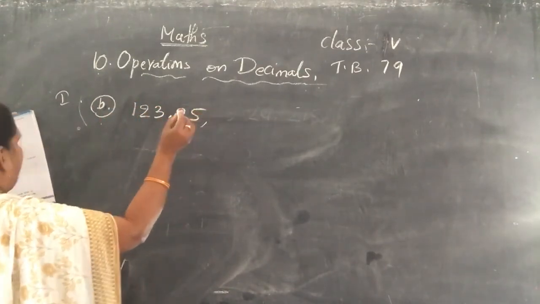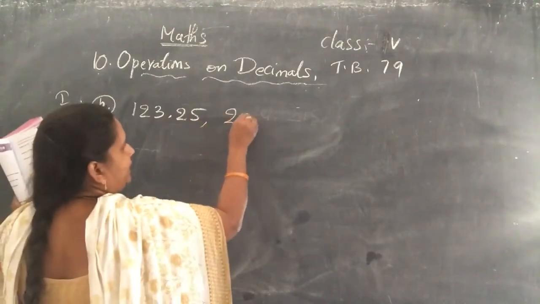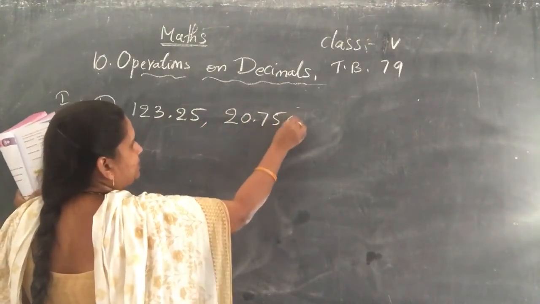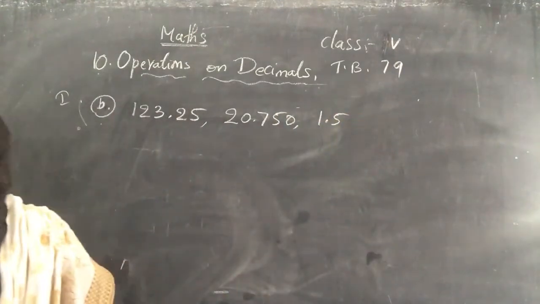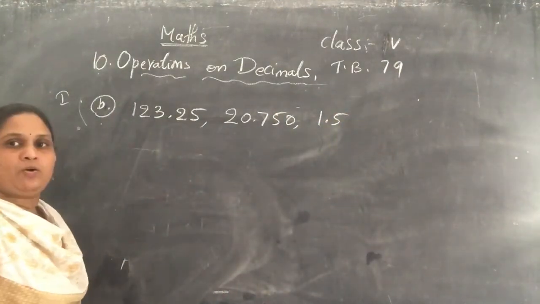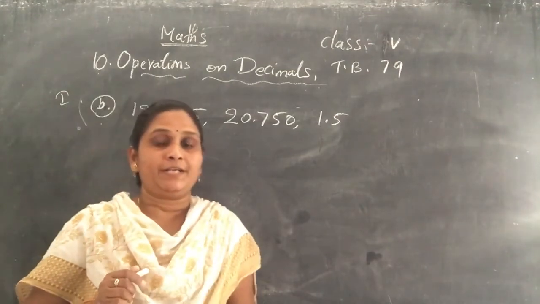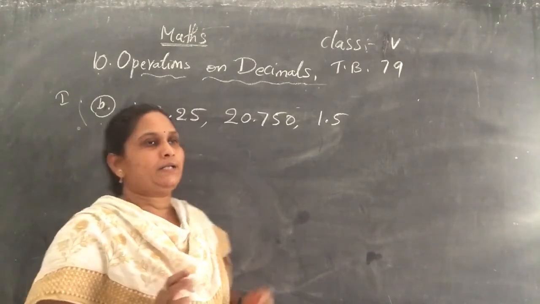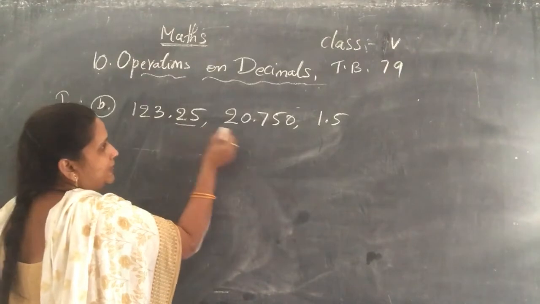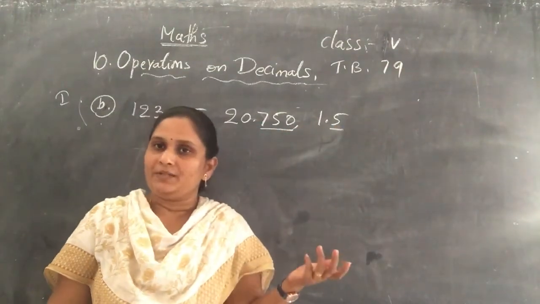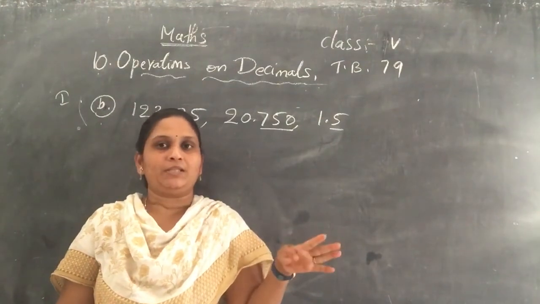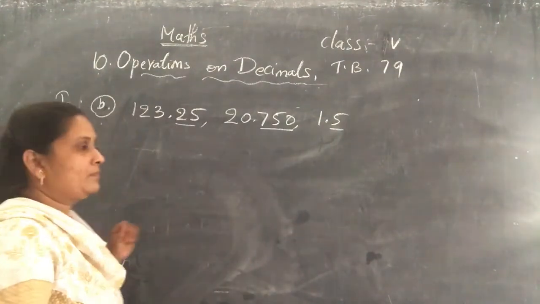$123.25, 20.750, 1.5. Okay, these are the numbers. Now, I told you what you have to check here. Check the decimal part. Here 2 digits are there, 3 digits are there, 1 digit is there. Wherever the 1 digit and 2 digits are there, all of them we have to make 3 digits.